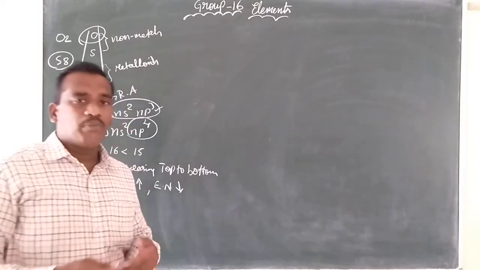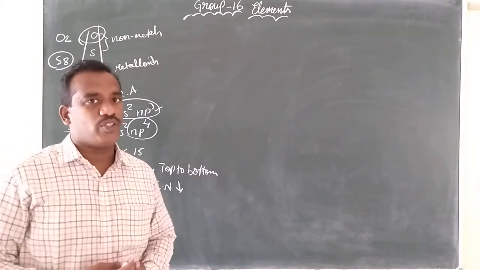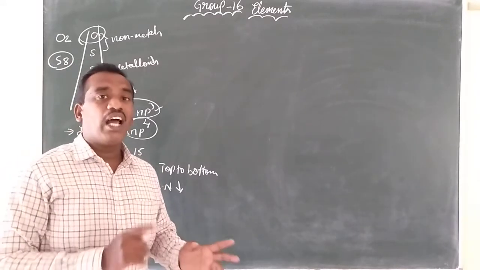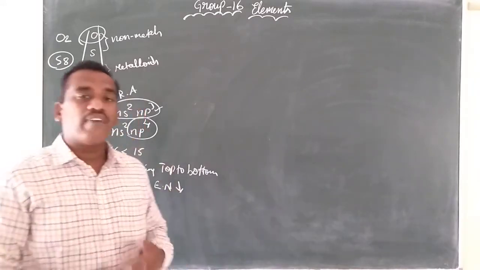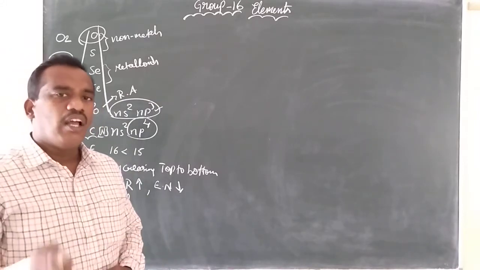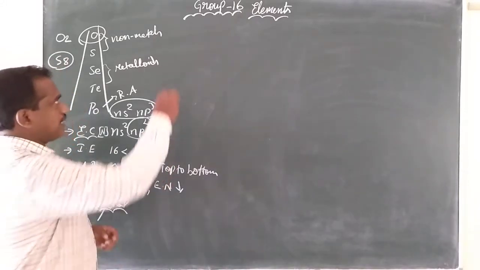Hence, in its boiling point or melting point values, once you see, there is an abrupt change. In the case of sulfur, the melting point is more than oxygen because the number of atoms in a molecule is more. Hence, that is covered in the physical properties. And coming to the chemical properties.